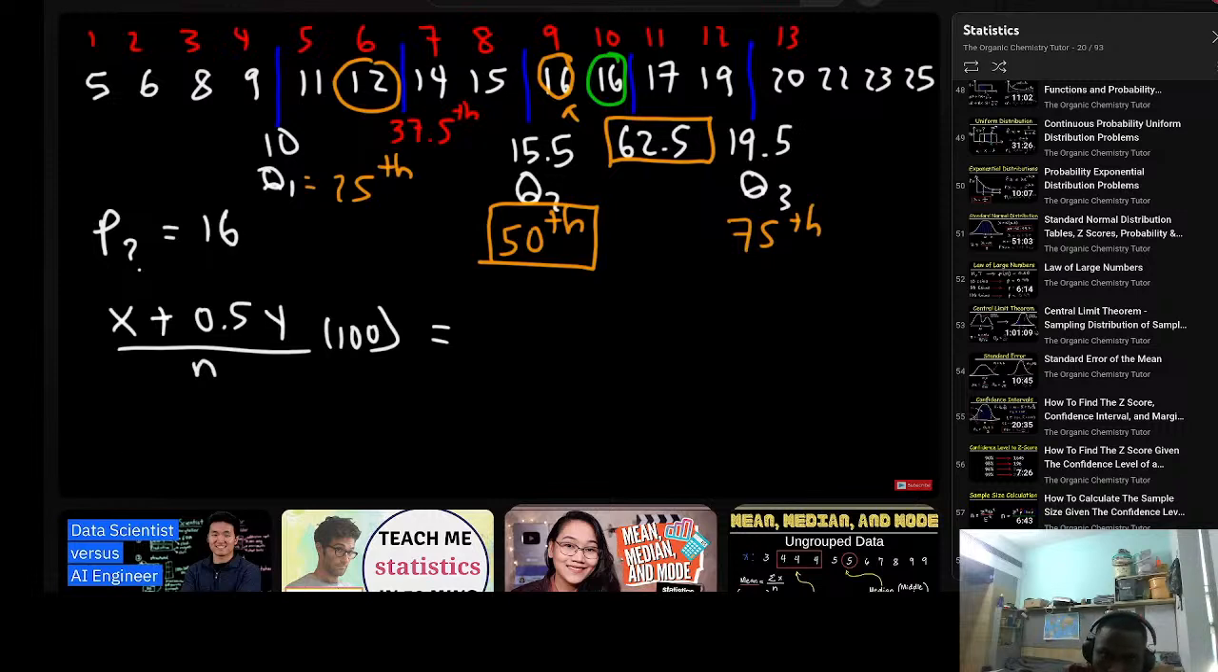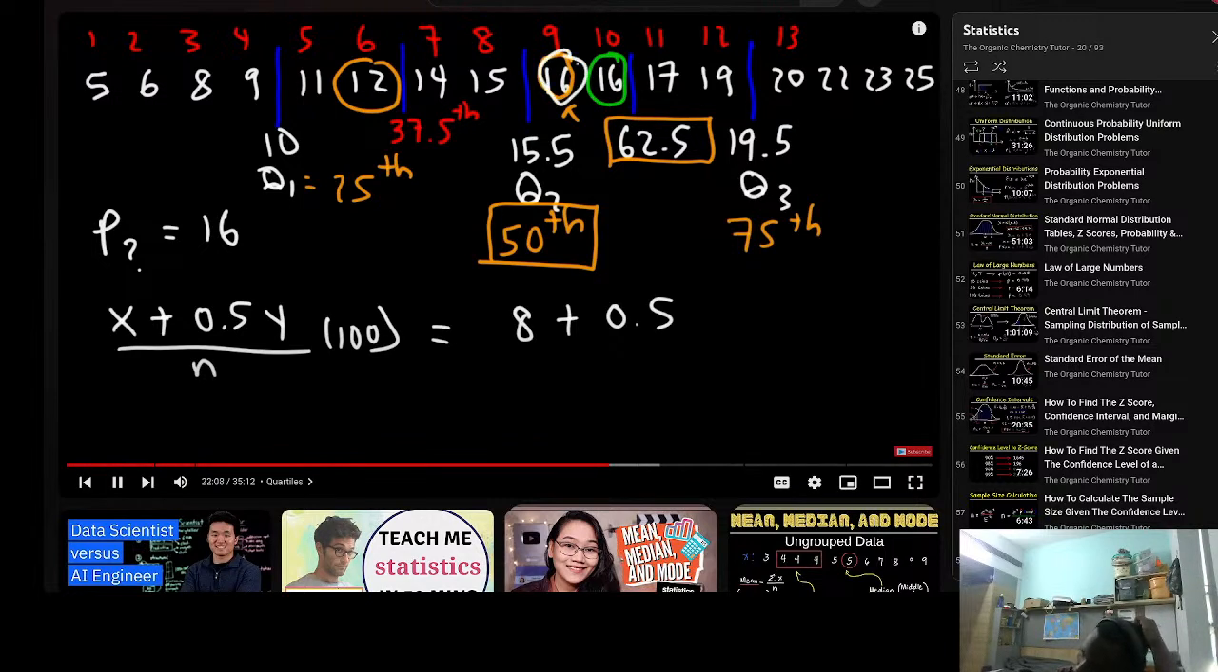Well, first let's determine X. X is the number of items that is less than this 16 value. So notice that we have 8 numbers to the left of this number. So the X value is 8. Now Y is the number of times 16 appears, because 16 is the number that we're focused on.